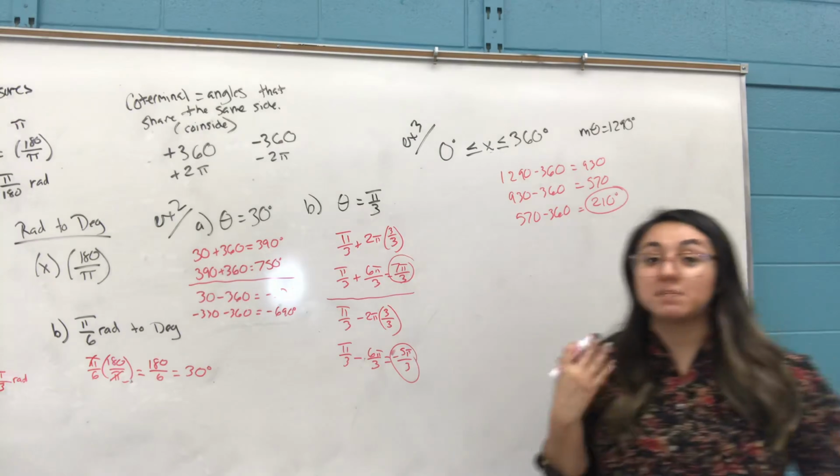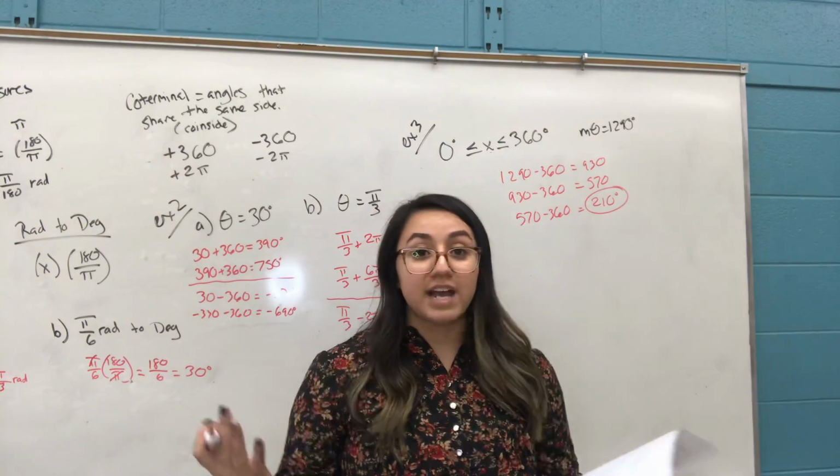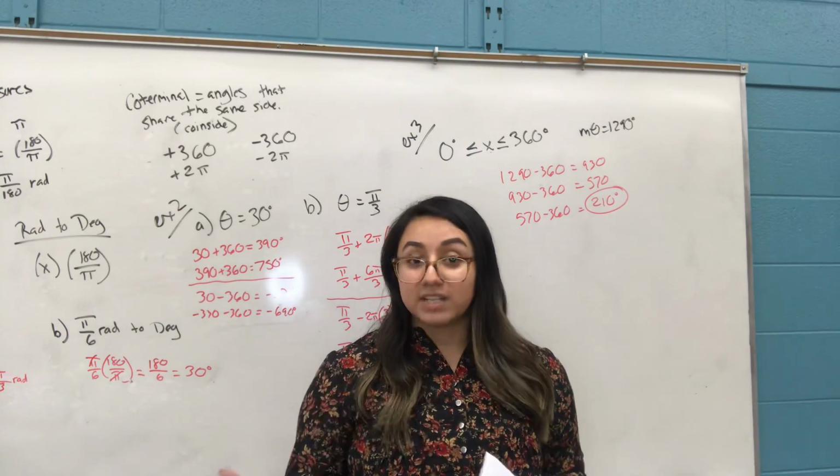So now they're asking you for a specific kind with a huge number, but it's very easy. All you do is add or subtract 360, or add or subtract 2π radians.